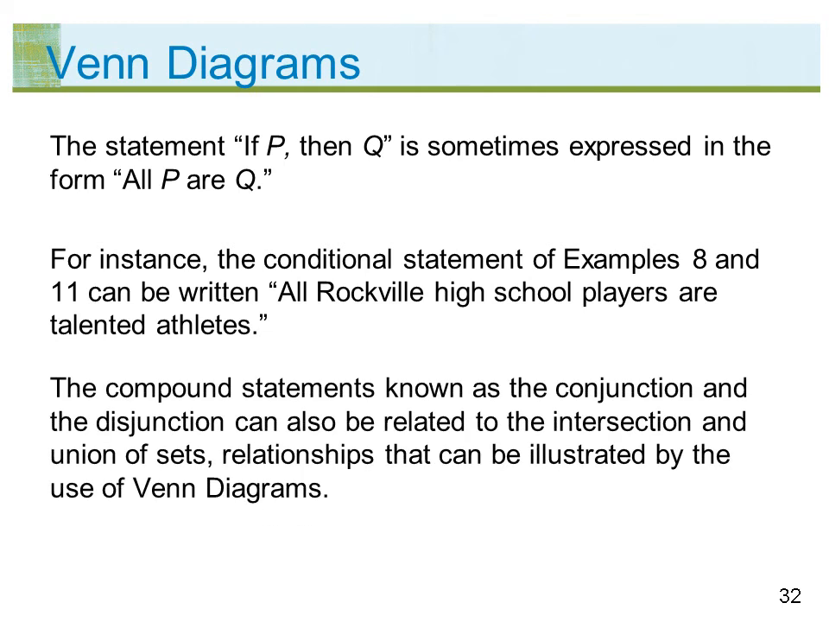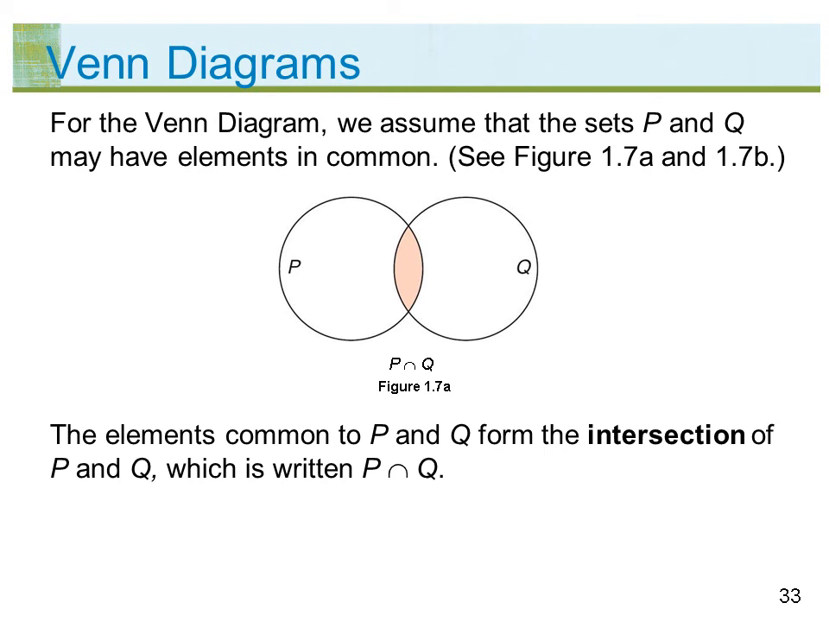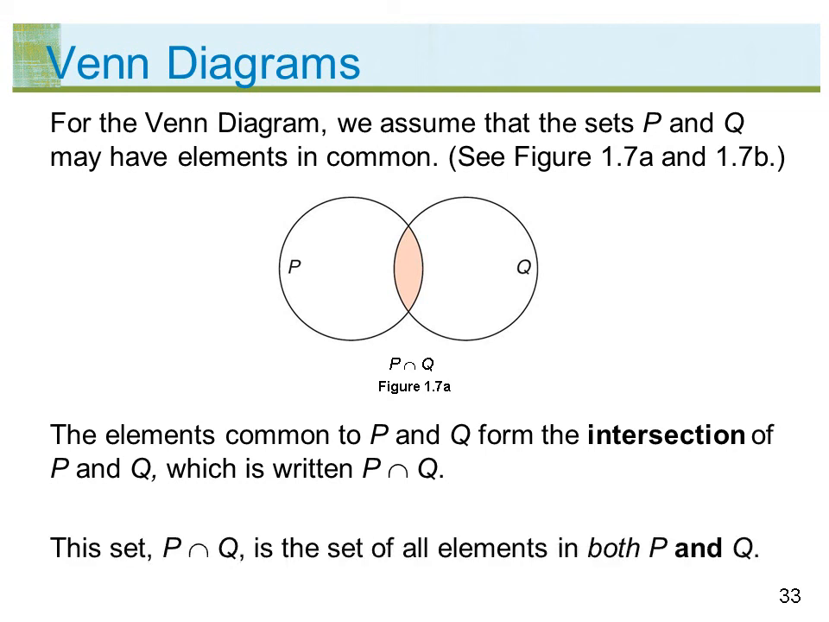athletes. The compound statements known as the conjunction and the disjunction can also be related to the intersection and union of sets, relationships that can be illustrated by the use of Venn diagrams. For the Venn diagram, we assume that the sets P and Q may have elements in common. See Figure 1.7a and 1.7b. The elements common to P and Q form the intersection of P and Q, which is written P intersect Q. This set, P intersect Q, is the set of all elements in both P and Q.